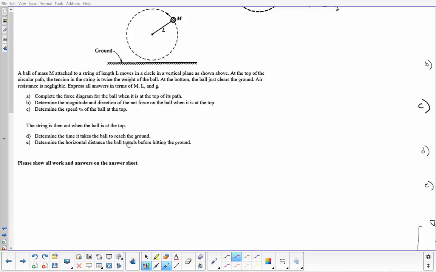Okay, number three. This one was a tricky one for a good chunk of you, and I understand it was a tough one. There are several things in here that take you out of your comfort zone, and you really have to try to work on getting comfortable in these areas. But I understand. We have a ball getting whirled around in vertical circular motion.